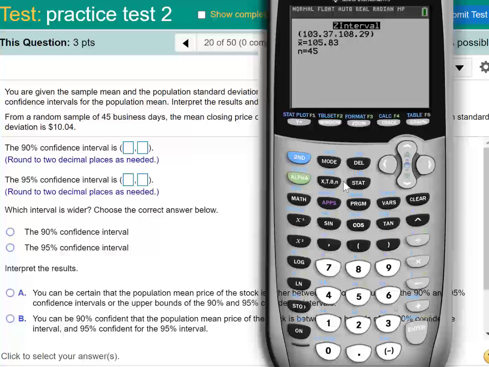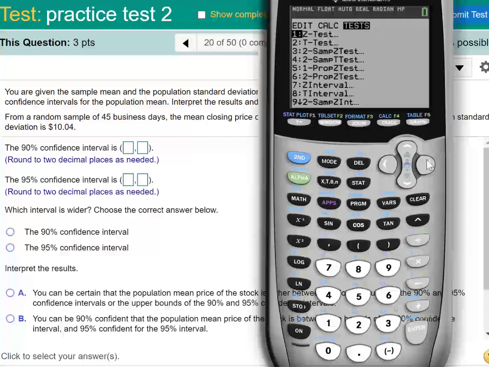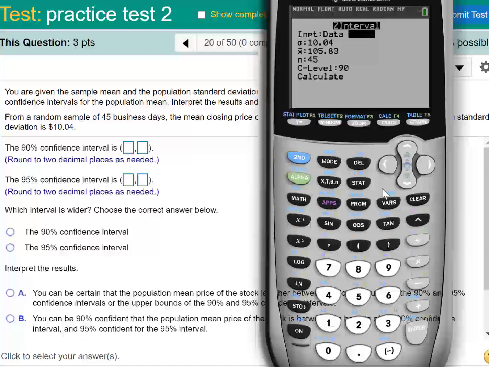And then now you want to do the 95%, you just go to stat, tests, z interval, and just change 90 to 95. And which interval is wider? The 95% is always wider.